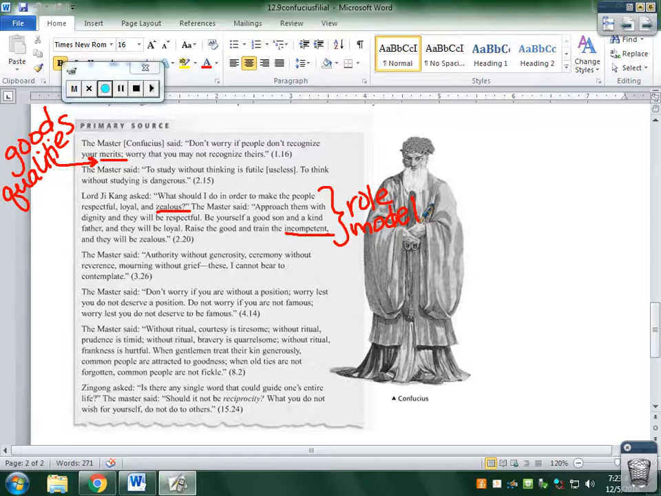The master said, don't worry if you are without a position. Worry lest you do not deserve a position. So a position in the government, a high social status. Don't worry about that. Worry about whether or not you really deserve it. Do not worry if you are not famous. Worry lest you do not deserve to be famous. So what he's saying here is don't worry so much about the status, right? Status is not what's important. Earning that status is what's important. So keep working hard, keep educating yourself.